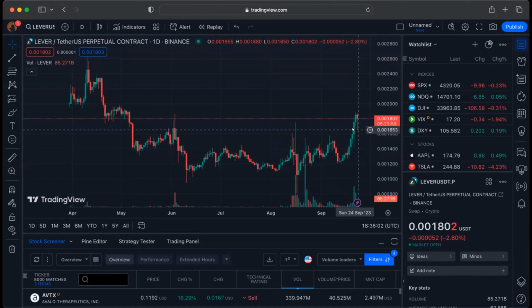So in case it doesn't hit any of the targets, alternatively, you can use stop loss to take out profits, which I will explain. These are strategies. I will explain the strategies later.